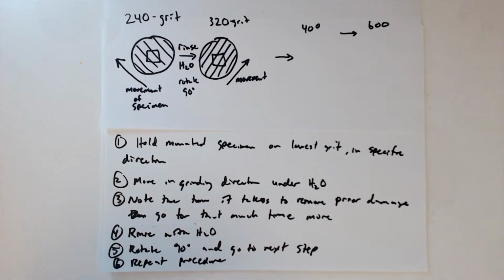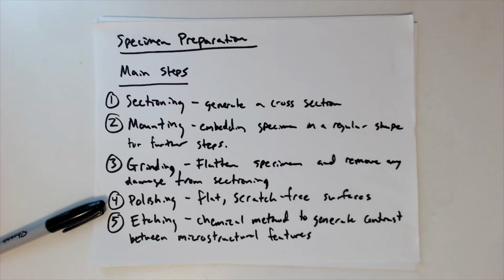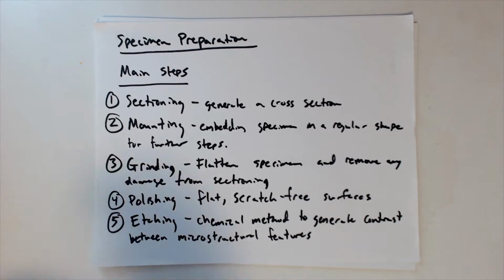All right, so that is grinding for you. After that, we move on to polishing, and polishing is very similar to grinding. All right, like I said, we're going to move back and now go to the next step. We're going to polishing. So this is step 4 in our procedure.